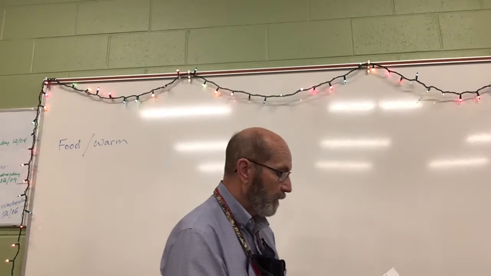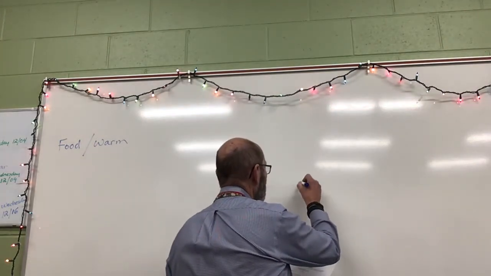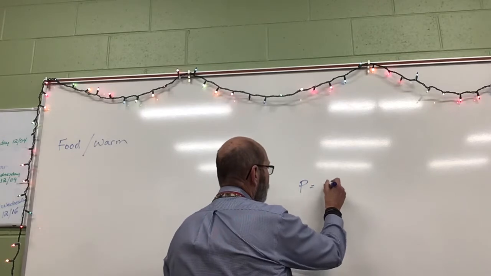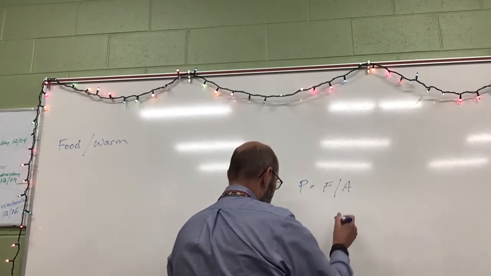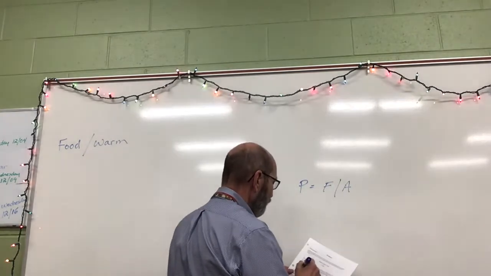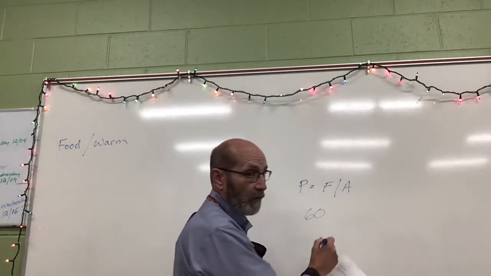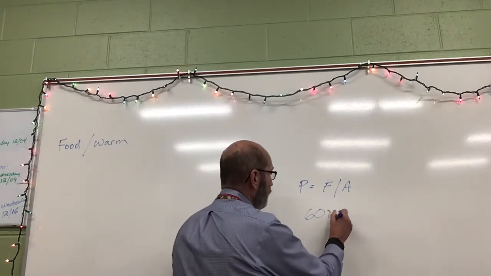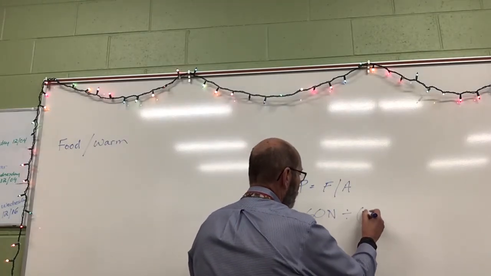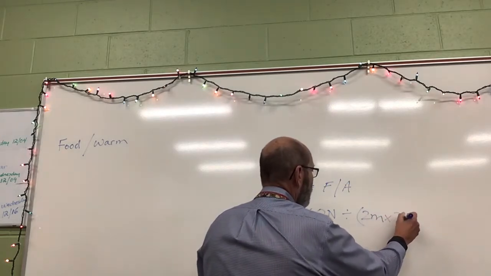Example problem here. If a block weighs 60 newtons and is lying on its side with an area of 2 meters by 3 meters, what is the pressure exerted on that surface? This is very basic math. It can get somewhat confusing if you're not careful. But again, you're looking for the pressure, and that equals force divided by area. So you've got 60 newtons divided by 2 meters by 3 meters.